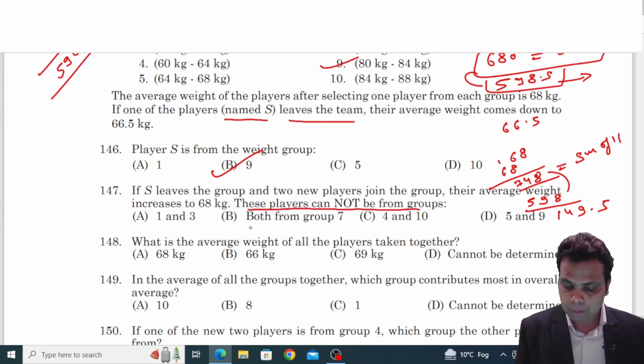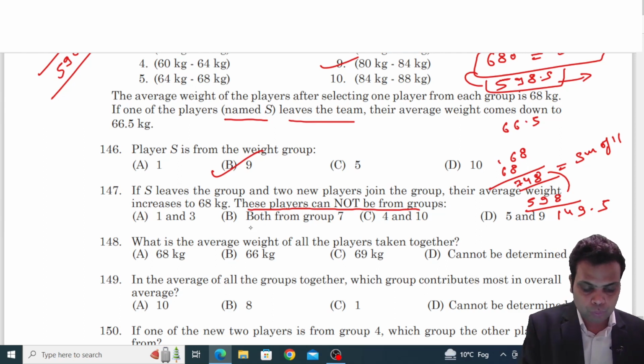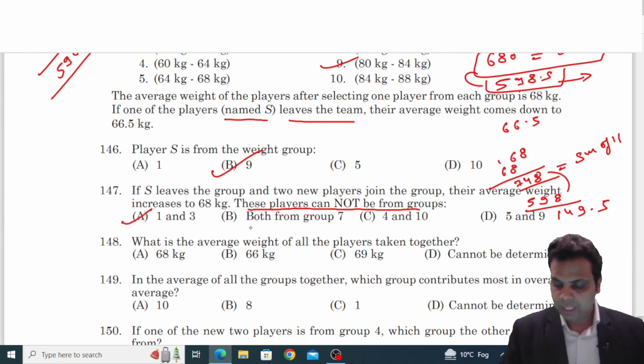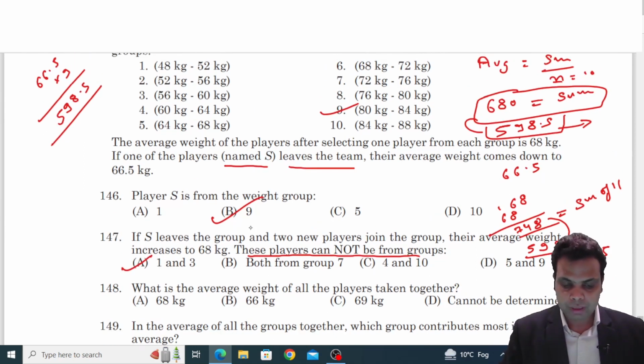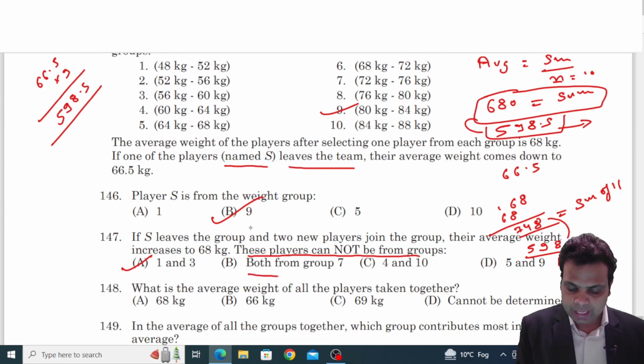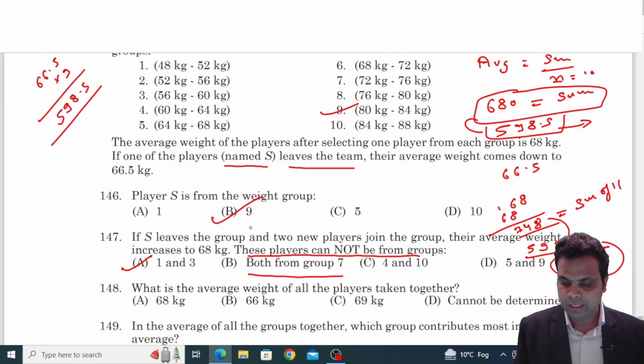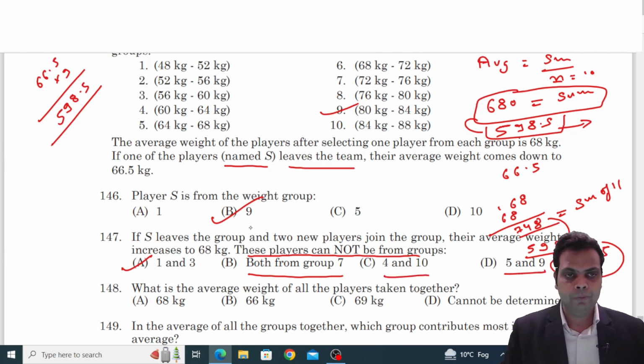Now the question is, these two players cannot be from which group? Obviously these players cannot be from group 1 and 3, because you can just segregate that. They have to be more than 50, and group 3 is 56 to 60. So 1 and 3, yes, they both can be from group 7 also, because the average is 149. So 70, 70 they can be, 410 can be, 59 can be, right?